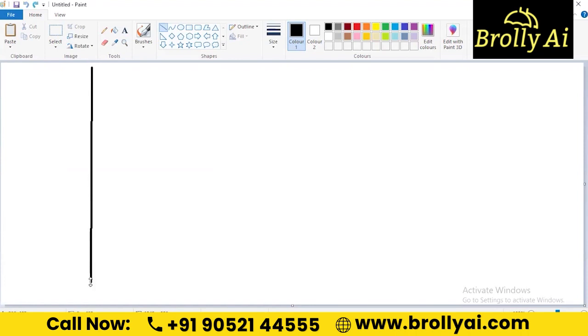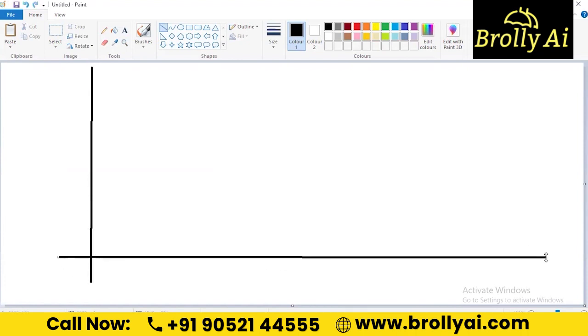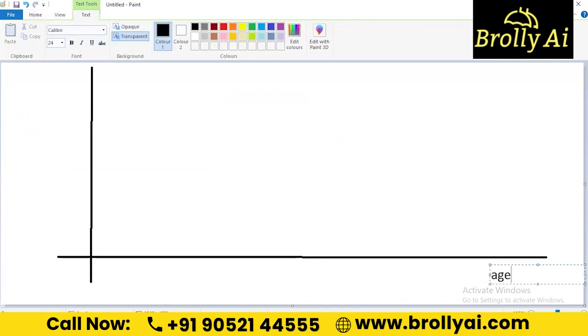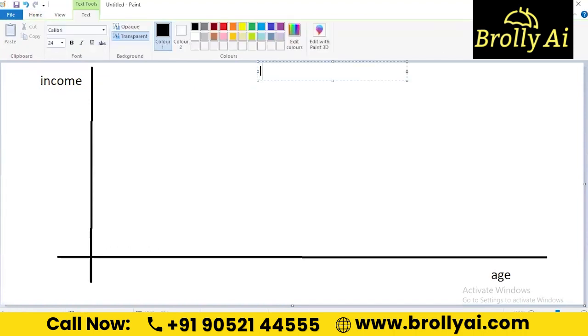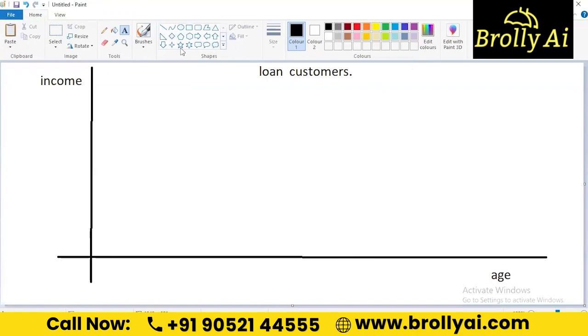I'm taking something here. It's a simple graph like age and income. So the bank has some data of loan applicants. I think all these are the loan applicants who took a loan one year back and paid some payments. Loan customers. Okay, now the bank has plotted something.